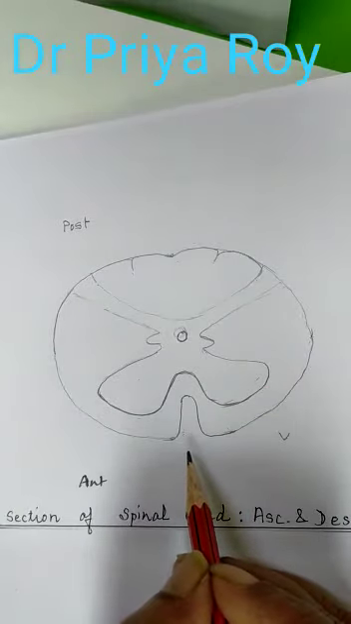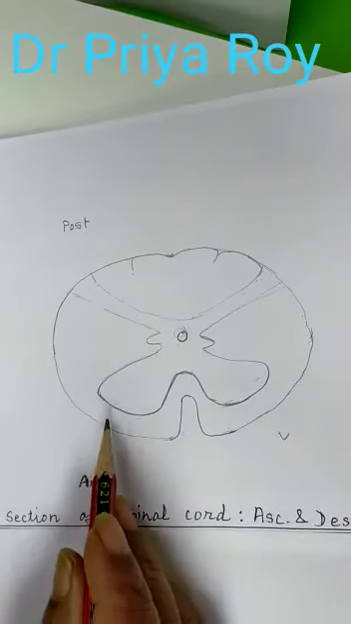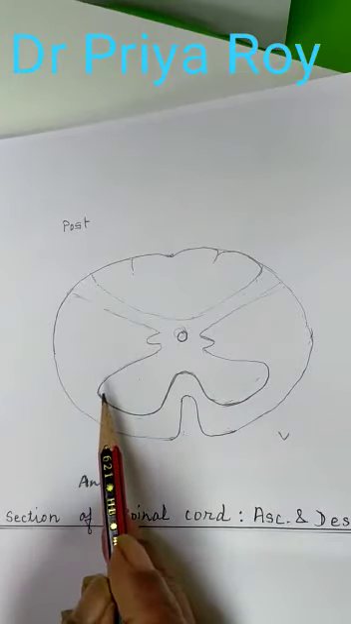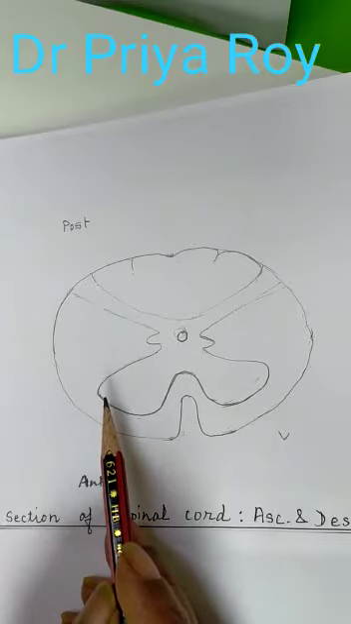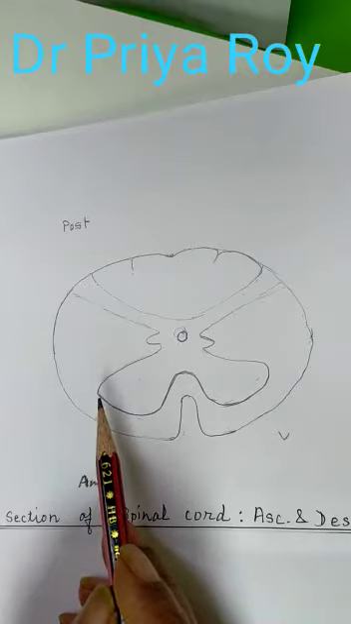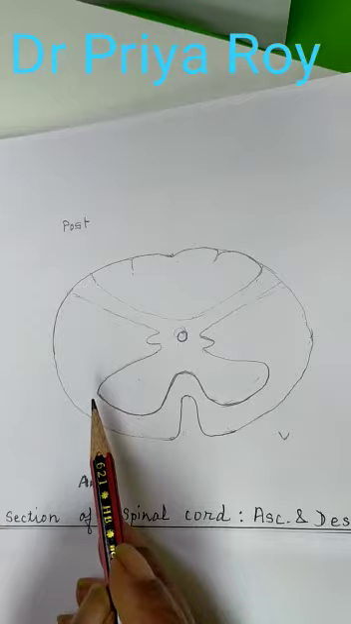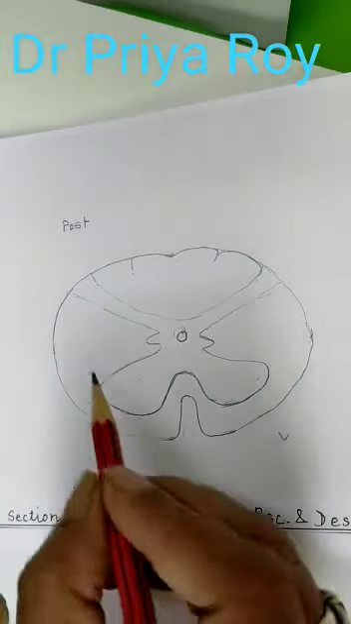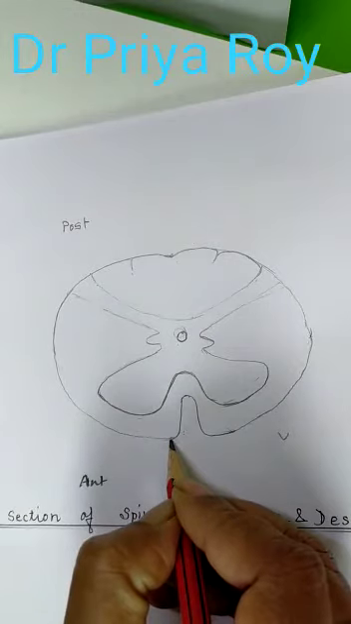Now I will draw the tracts. On this side I will put the descending tracts. Descending tracts means they are efferent, they are motor, going from the cortex or any part of the brain towards the spinal cord. These descending tracts are put in two major divisions, the pyramidal tract and the extrapyramidal tract.